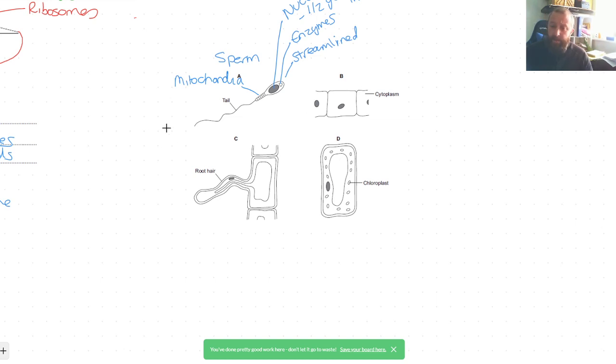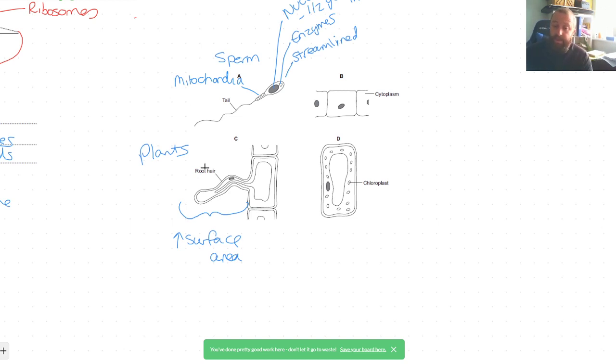The root hair cell, though, we're obviously looking in plants. And the key thing here is this protrusion is increasing our surface area. Now, I am going to talk about diffusion later on in this session. And increasing the surface area is going to increase the diffusion. It's going to increase the rate at which we can transfer substances into the root hair. So that's the main one on that one.